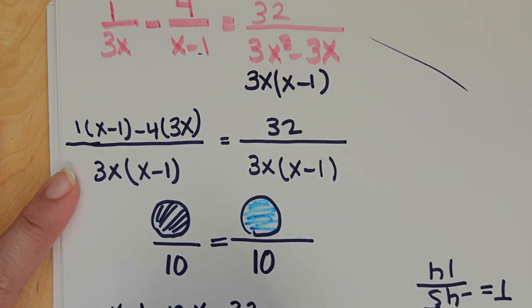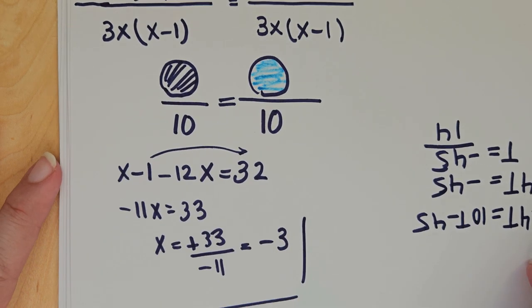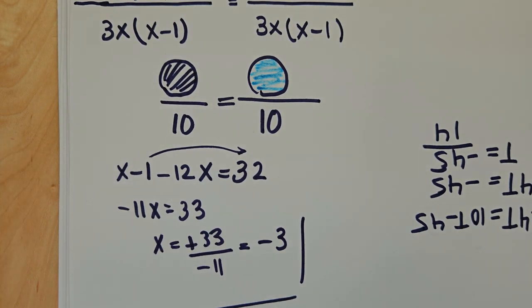And now I move negative 1 to the other side. That would be positive 1 plus 32. It would turn into 33. So x would be 33 divided by negative 11. The final answer is negative 3.